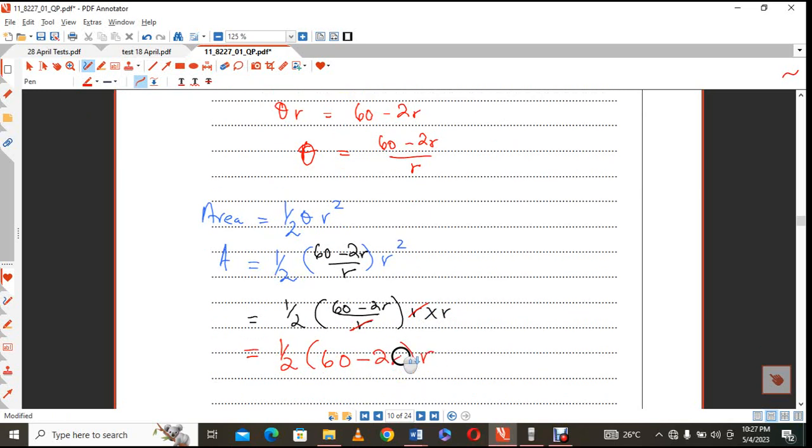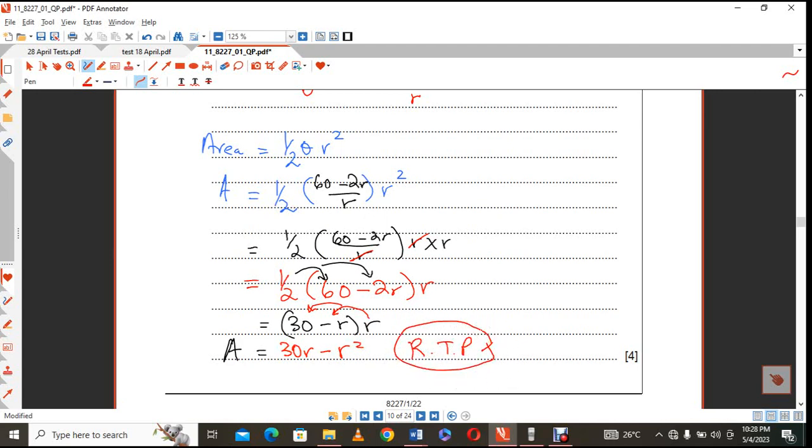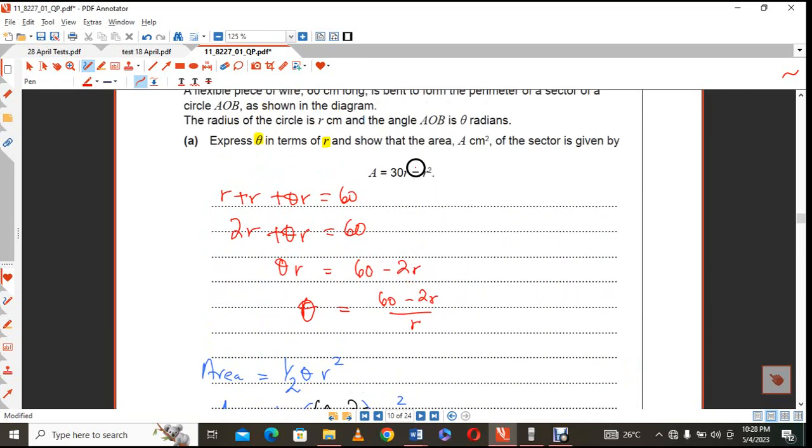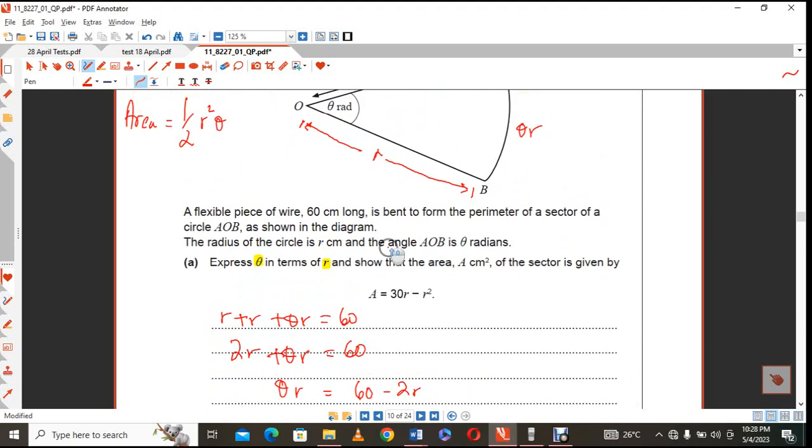Well, it's totally up to you which one you want to multiply first. I will take a half of everything inside. A half of 60 is 30. A half of 2 is just 1. If I multiply that by r, this r should multiply with each term inside the bracket. That gives me 30r minus r squared. And that is what we were required to prove from the information that we were given. We were supposed to prove that 30r minus r squared gives you the area of that sector.